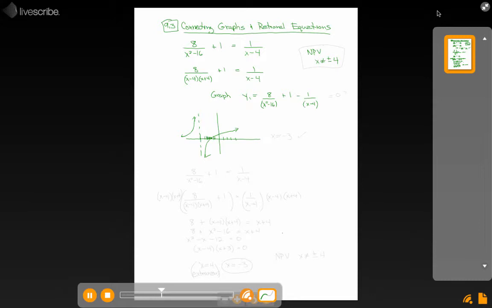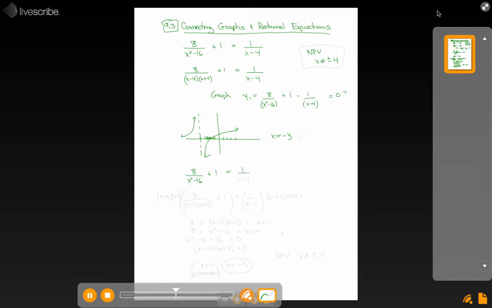Since I moved everything to one side, I'm wondering when this would equal 0. So I would do second trace, zero, do the left bound, right bound business, and find myself an answer. My graph picture here isn't particularly good, but the answer looks like it's at x equals -3.